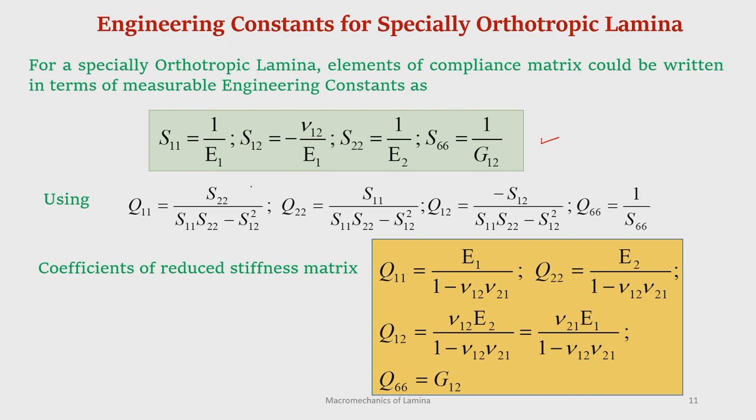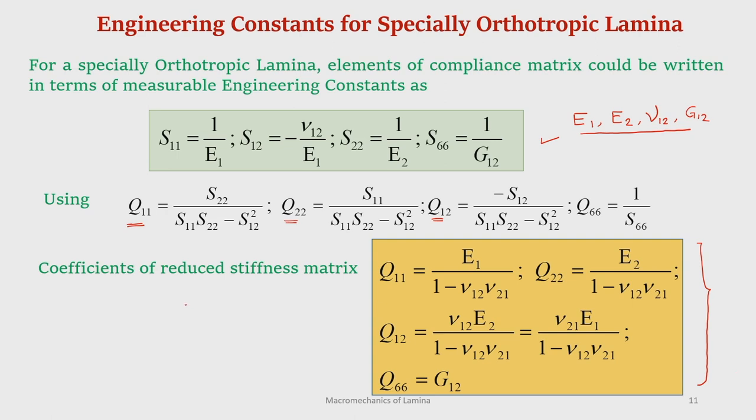Therefore, we need actually 4 independent engineering constants, E1, E2, nu 12, G12, which are related to the elements of the compliance matrix. And therefore, they could also be written in terms of elements of the reduced stiffness matrix, because reduced stiffness matrix and compliance matrix terms are related. So, these are the elements of the reduced stiffness matrix in terms of the engineering constants.